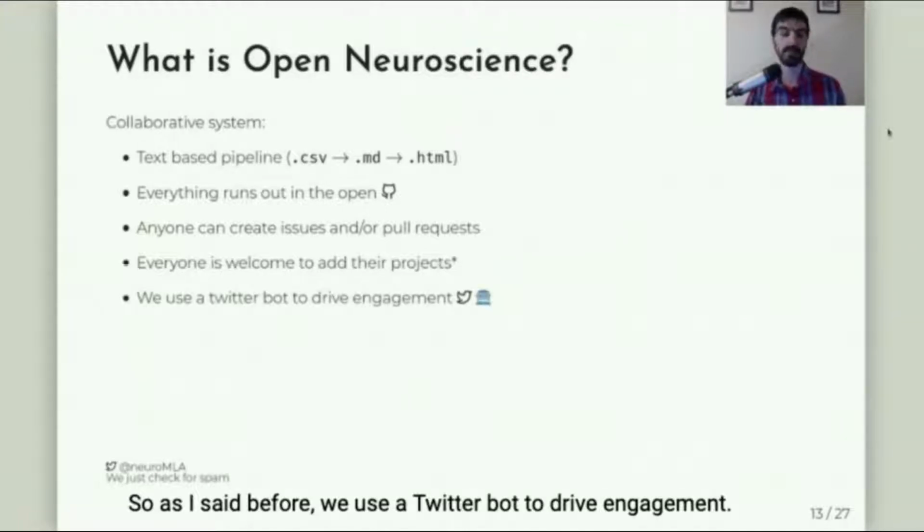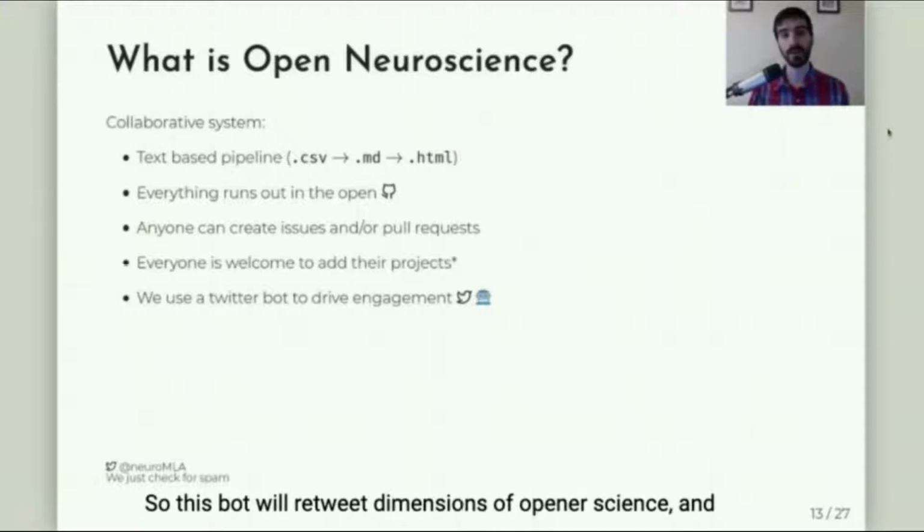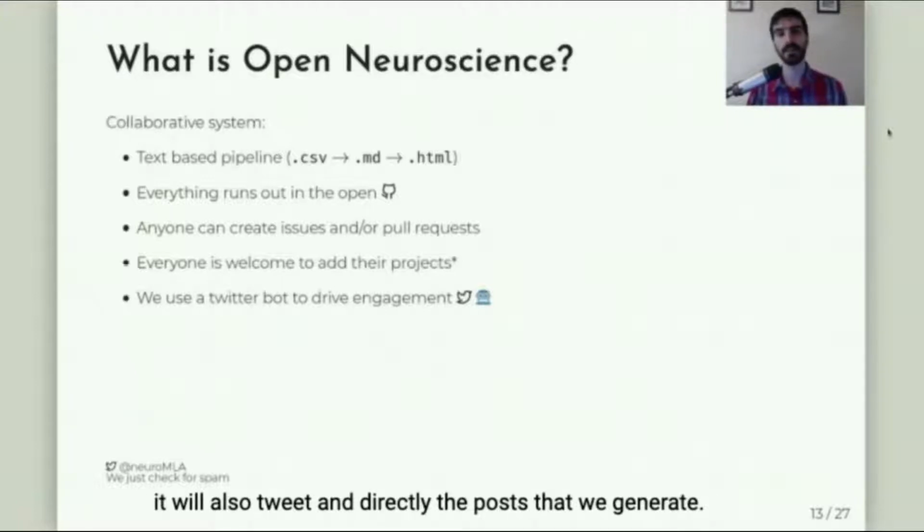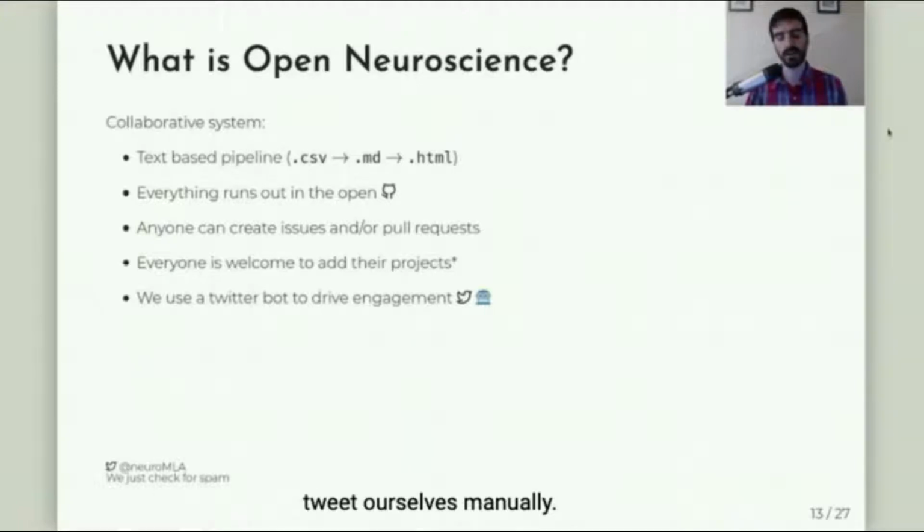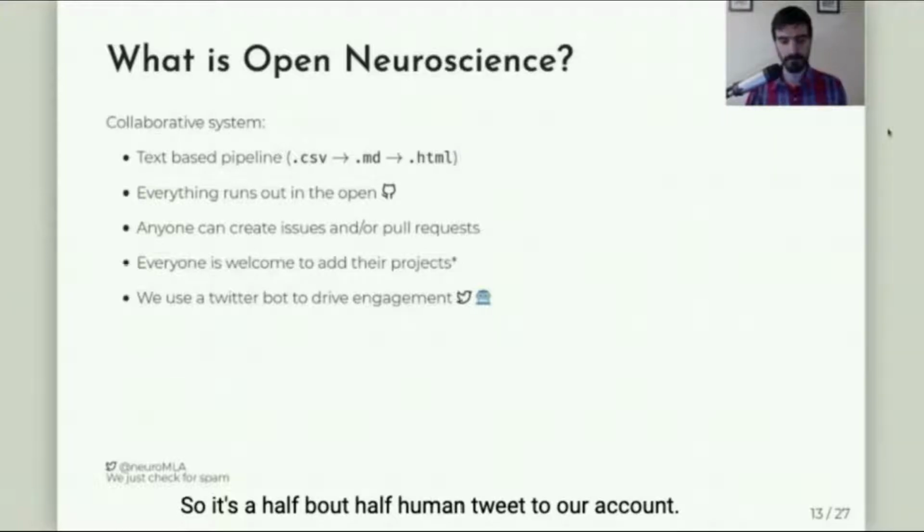So as I said before, we use a Twitter bot to drive engagement. This bot will retweet the mentions of open neuroscience, and it will also tweet directly the posts that we generate. And we also can log into the Twitter user to just tweet ourselves manually. So it's a half bot, half human Twitter account.